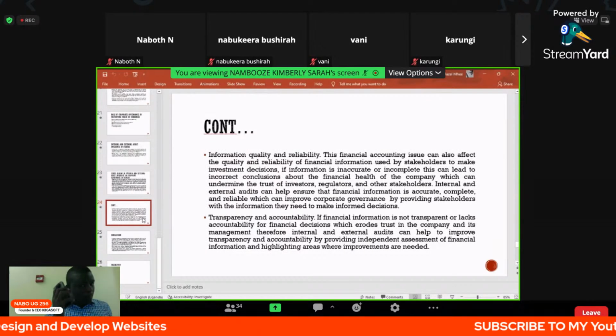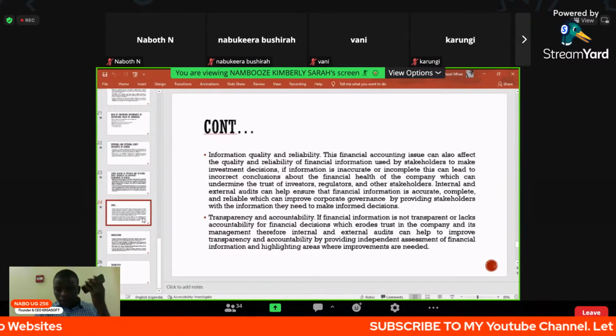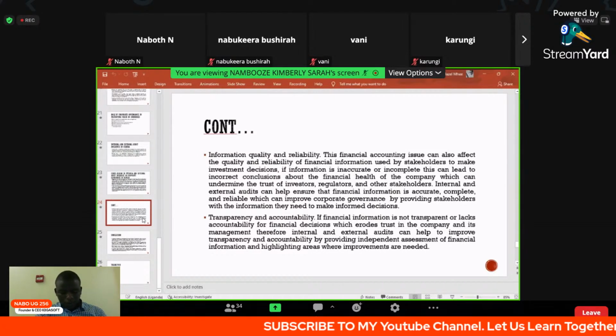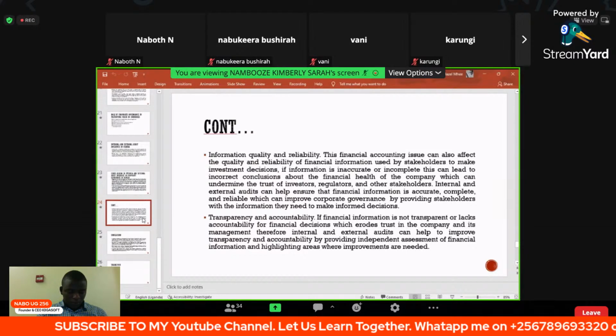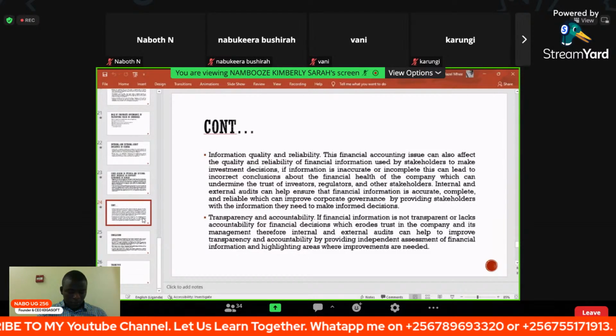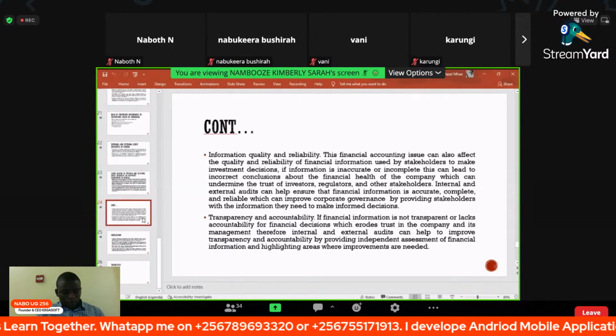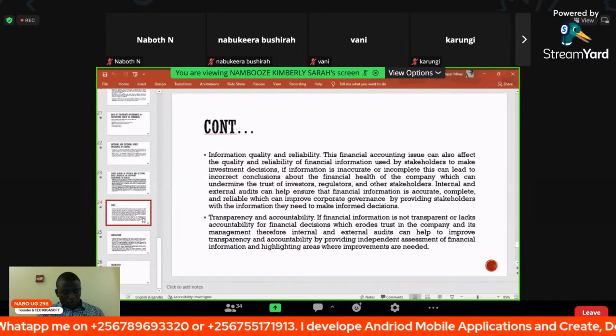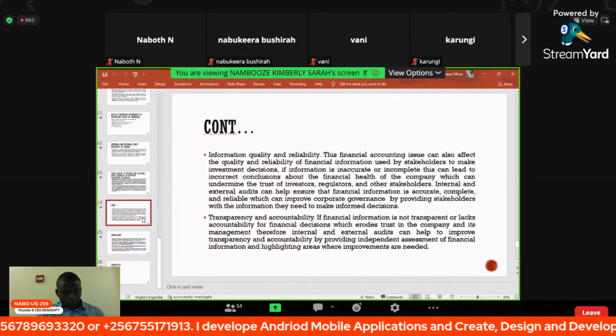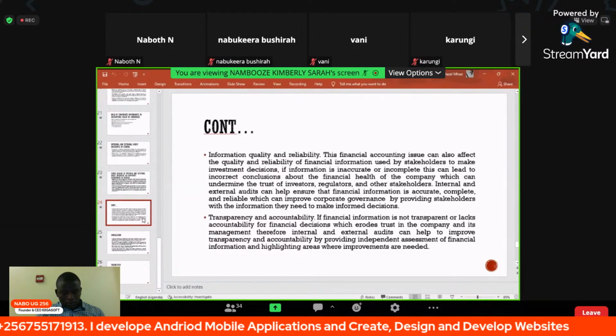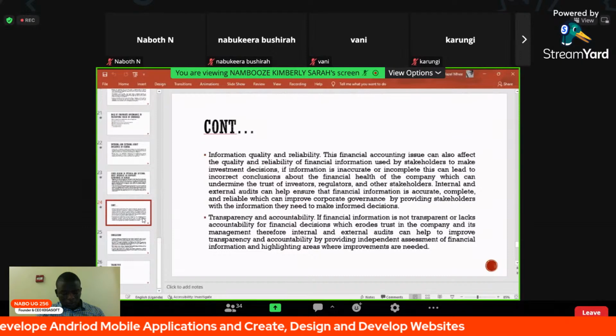The third point, information quality and reliability. The financial accounting issue can also affect investment decisions. If information is inaccurate or incomplete, this can lead to incorrect conclusions about the financial health of the company.